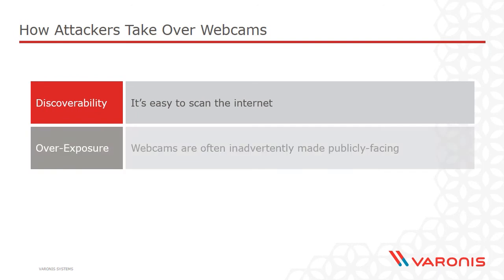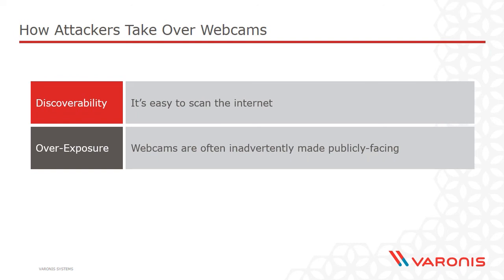The second point here is that many webcams are overexposed. So there are certainly cases where people buy a webcam with the intention of making it publicly accessible, but in many cases people are caught out unawares. They buy a webcam, they put it in their home for purposes such as monitoring the kids, and then without realizing it, they've made it publicly facing. So of course, once they do that, we come back to that discoverability point where it's now easy to find.